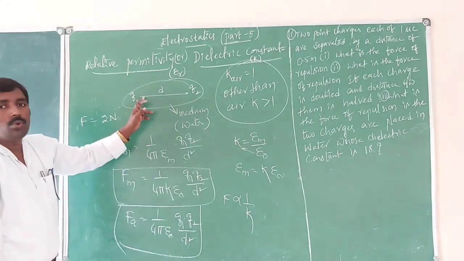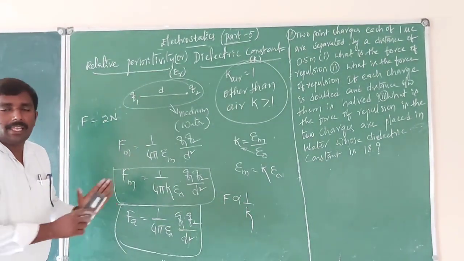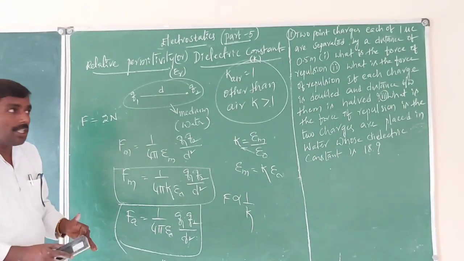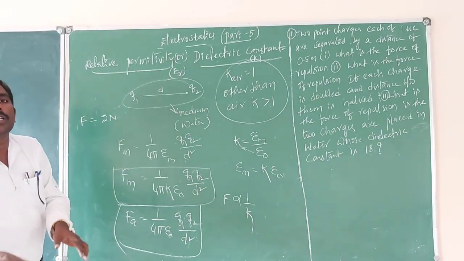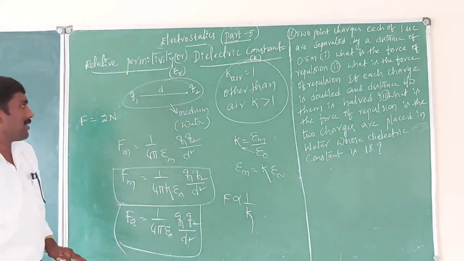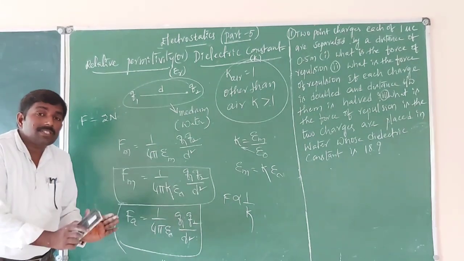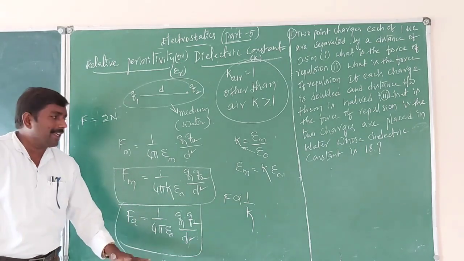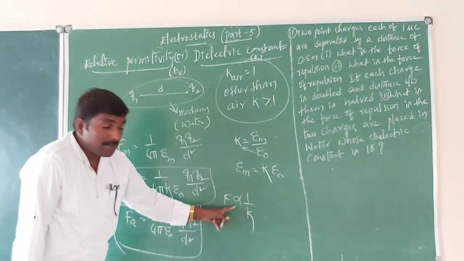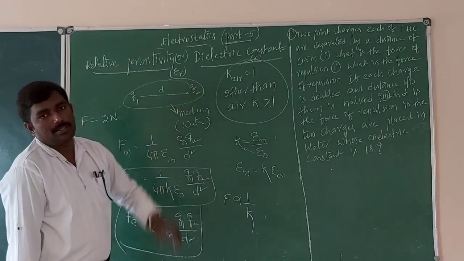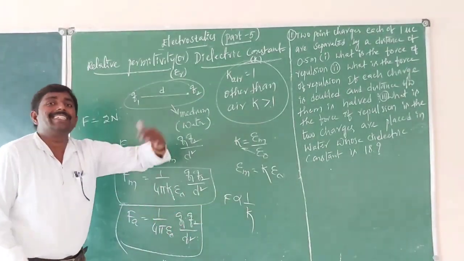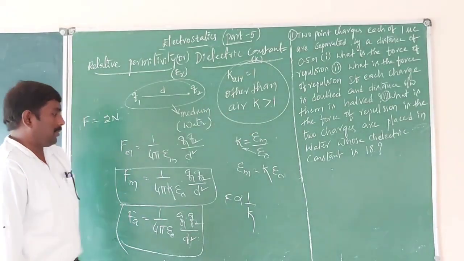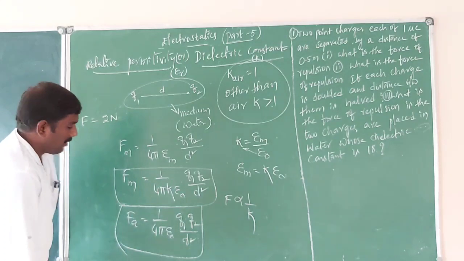That means two charges kept in air have maximum force compared to those two charges kept in water, kerosene, etc. If the force is maximum, then those two charges are kept in air. Other than air, force gradually decreases because force is inversely proportional to the dielectric constant, whose value is greater than 1 other than air. Just remember it, students.